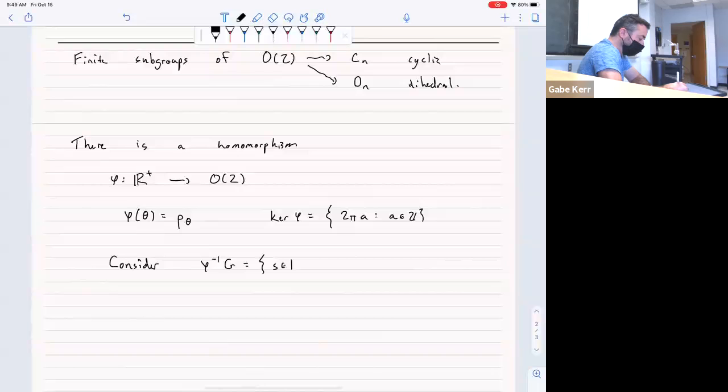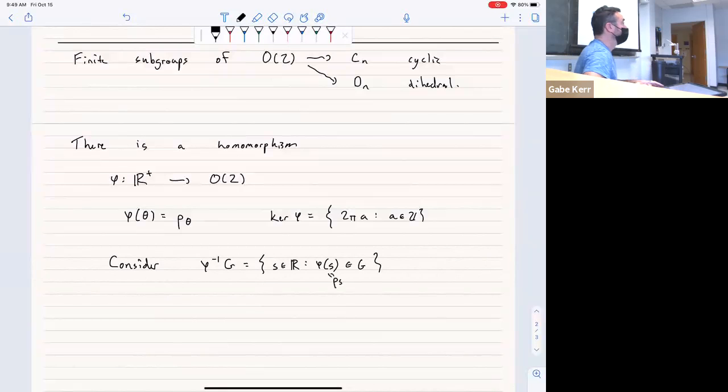So I'll say S in R. So when I look at the image of S, this is an element of G. Remember, this is just rotating by S. This is a subgroup of R under addition. Now this has got to be a discrete subgroup. This is discrete.